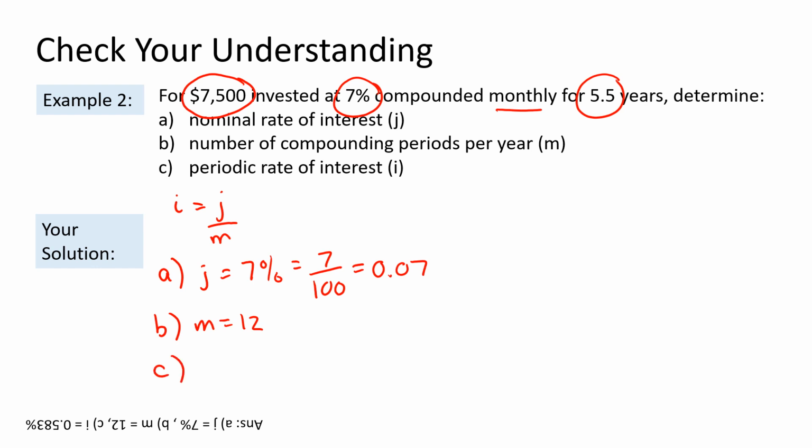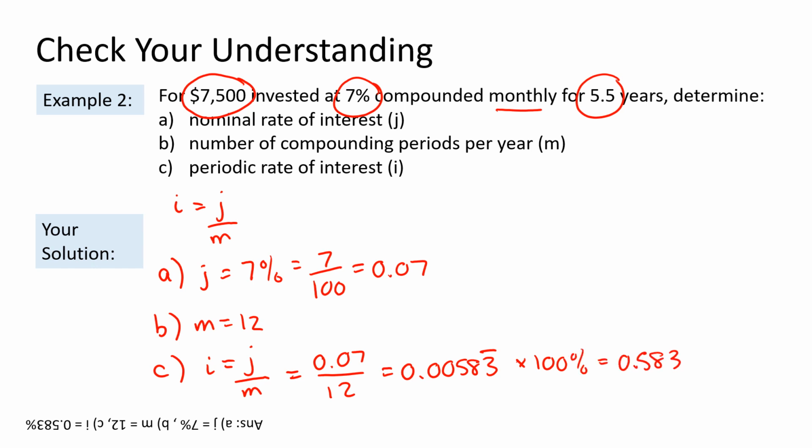For part C, we're simply finding the periodic rate of interest, which is our nominal rate of interest divided by our number of compounding periods per year, both numbers that we previously found. Substituting those in, 0.07 divided by 12, which gives us 0.00583, again as a repeating decimal. And if you want to convert that to a percentage, you simply multiply by 100%, and you get 0.583%. You can write it as a repeating decimal if you like.